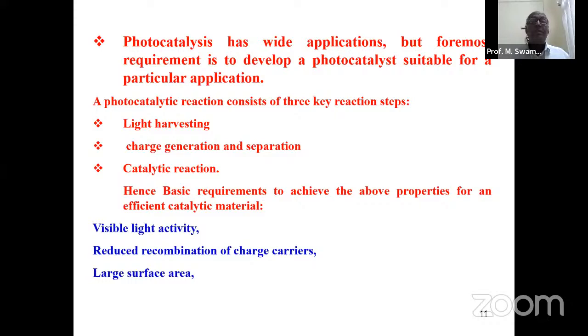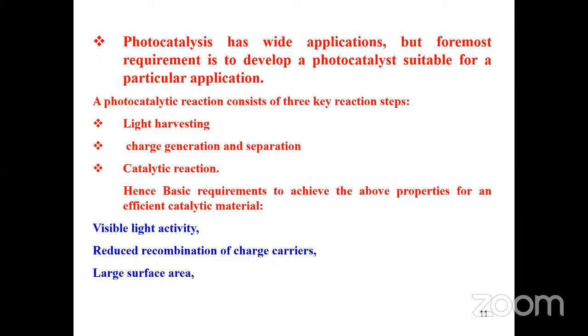For these 3 steps, the basic requirements are that the catalyst should be visible light active, because unless it is active in solar light, we cannot make use of it in the sunlight. So it should be visible light active, and the recombination should be reduced. Once the electron and the hole form, if they recombine, it is of no use at all. So we have to make use of the electron and the hole, then only we can have good applications. And another thing that is required is a large surface area. So these are the 3 requirements to achieve good properties of the photocatalyst material.